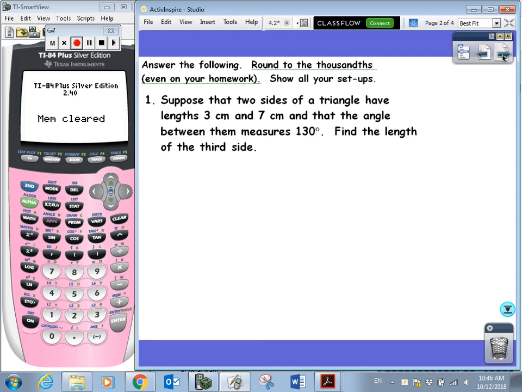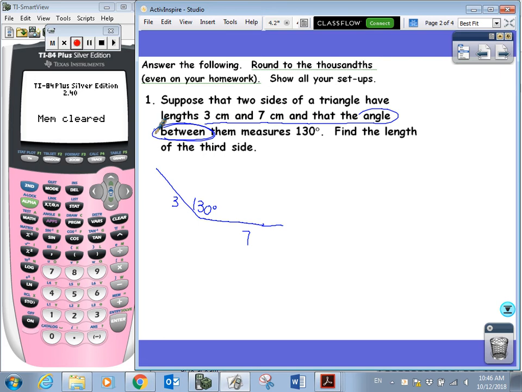So I'm going to draw it. You don't have to, but I am, because the drawing is always helpful. So there's a 130-degree angle. Let's say this is 3 and that's 7. How do I know to label those 2 sides 3 and 7? Lengths 3, 7, and the angle between them. That's how I know. I read the problem.